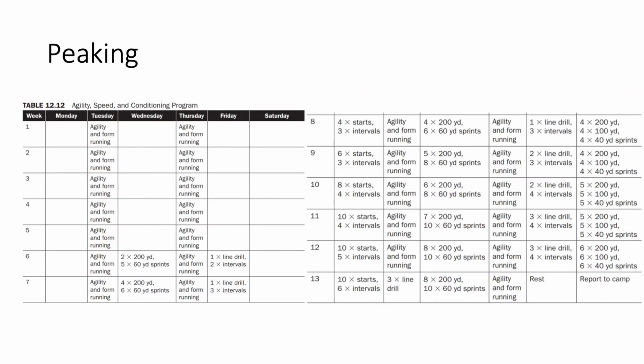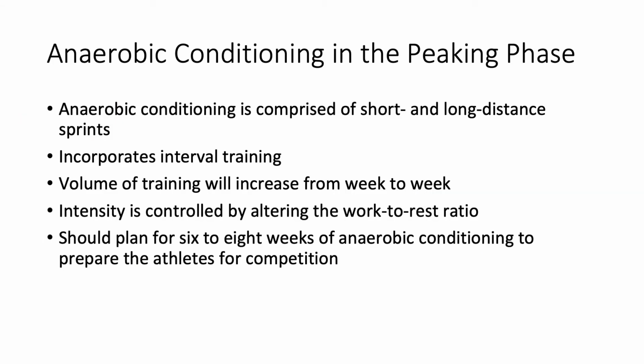Here's an example of an anaerobic conditioning program for speed, technique, and agility. As you can see at the initial start of this kind of peaking, the frequency is very low, but starting like at week 6, you start incorporating more frequency of training, and then once you get to week 8, this is pretty much training every day. Anaerobic conditioning is comprised of short and long distance sprints. It can also include interval training.